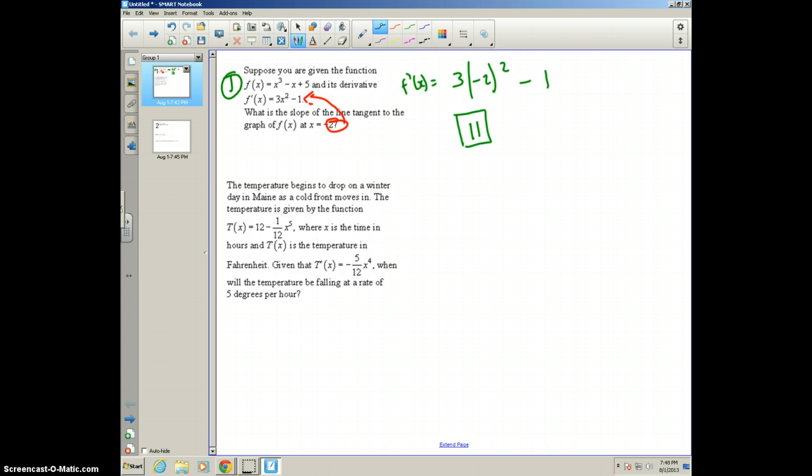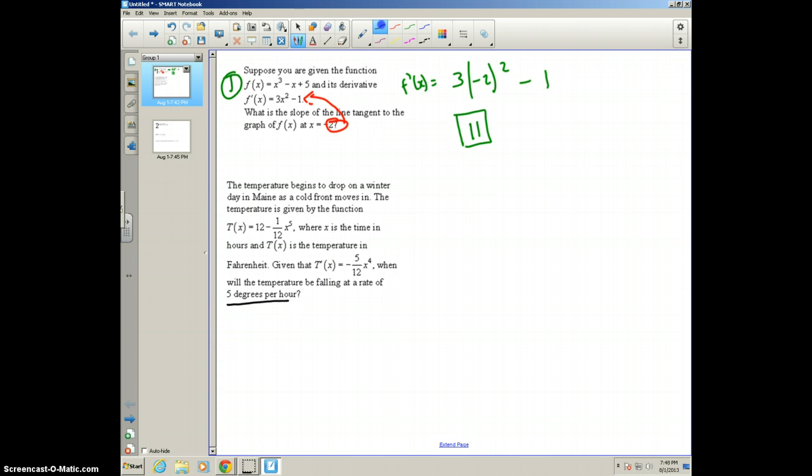Moving on to our next problem. The temperature begins to drop on a winter day in Maine as a cold front moves in. The temperature is given by the function T of x equals 12 minus 1/12 x to the 5th, where x is the time in hours and T of x is the temperature in Fahrenheit. Given T prime x, the derivative, equals negative 5/12 x to the 4th, when will the temperature be falling at a rate of 5 degrees per hour?